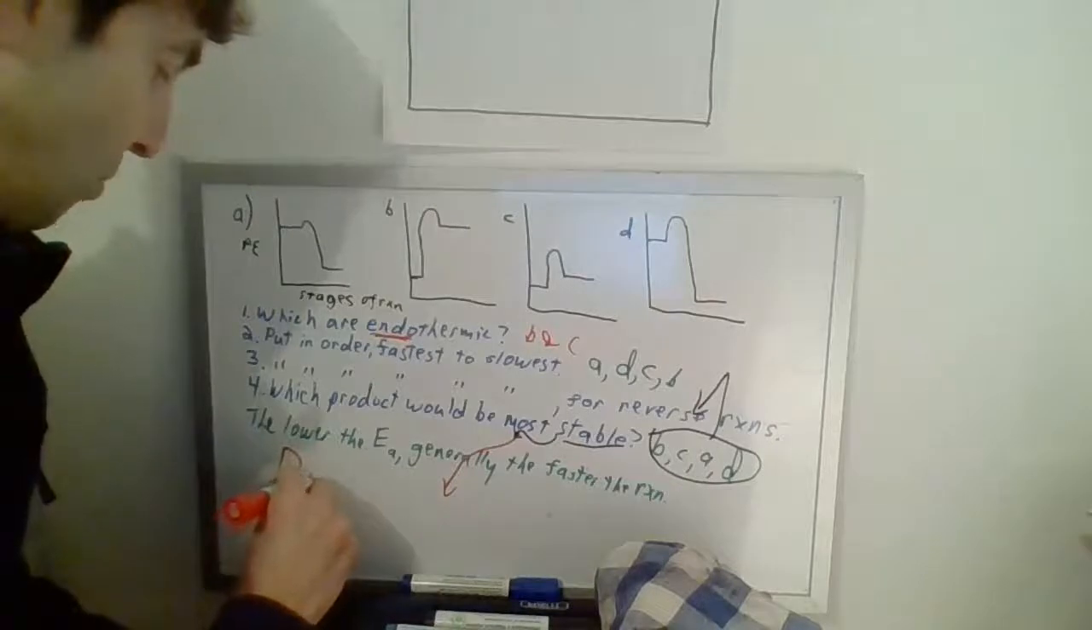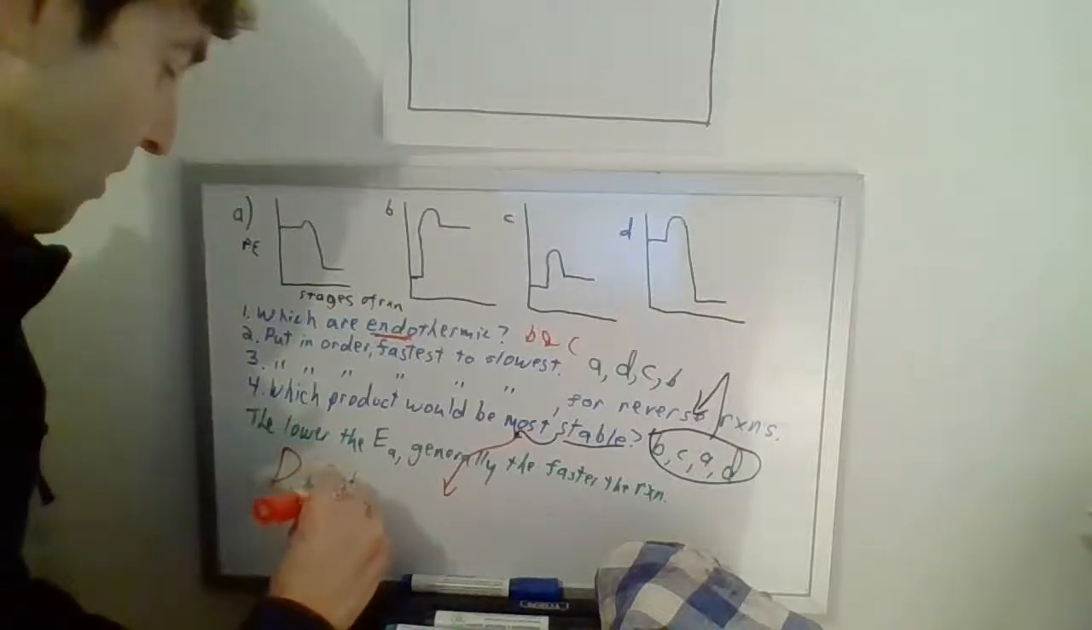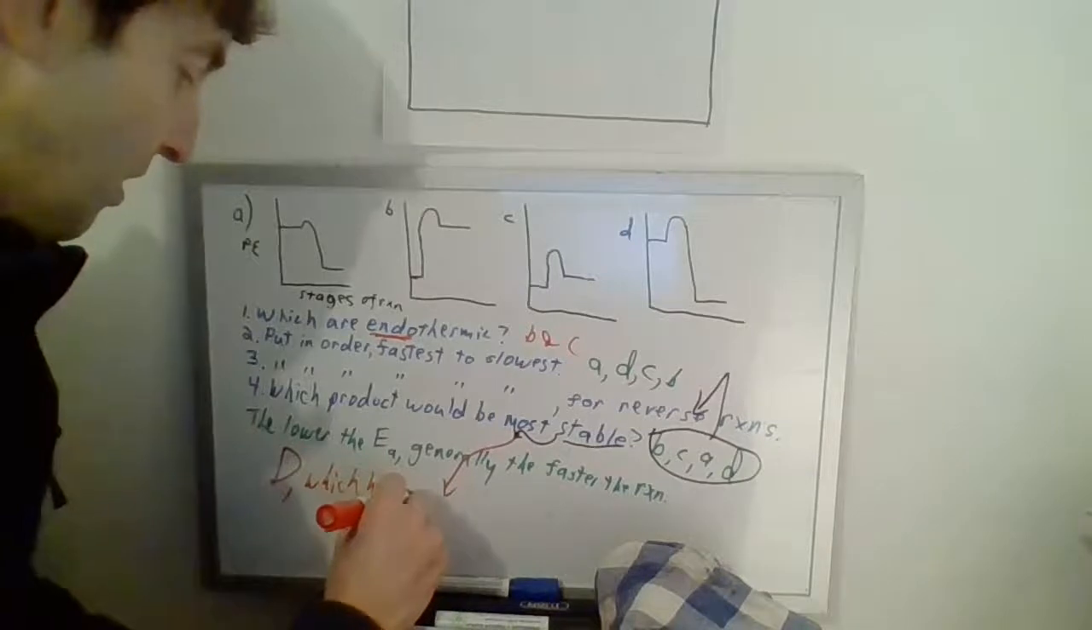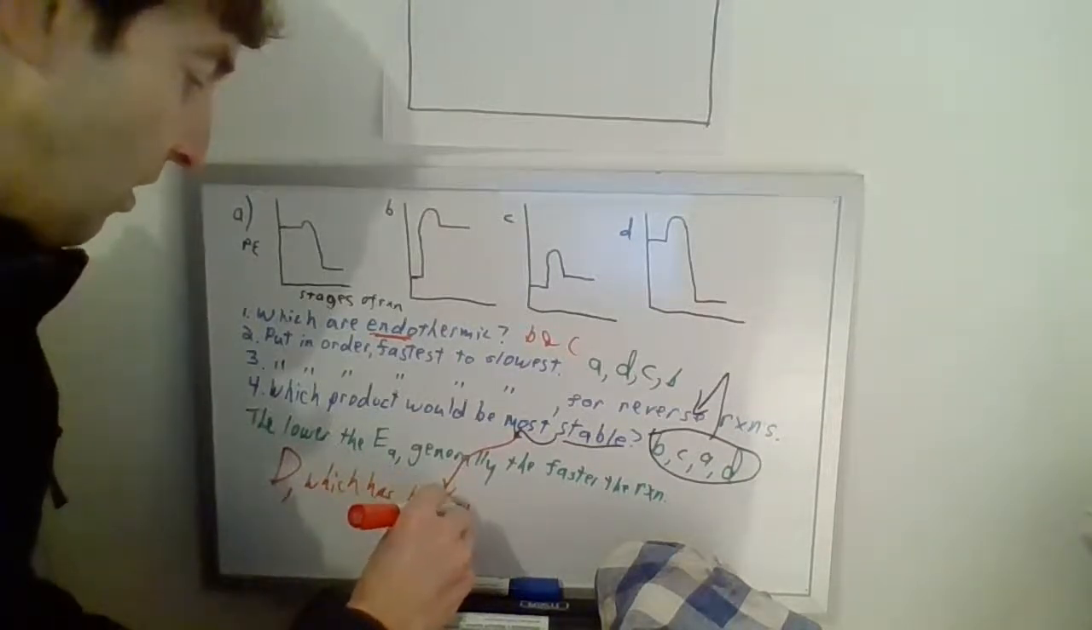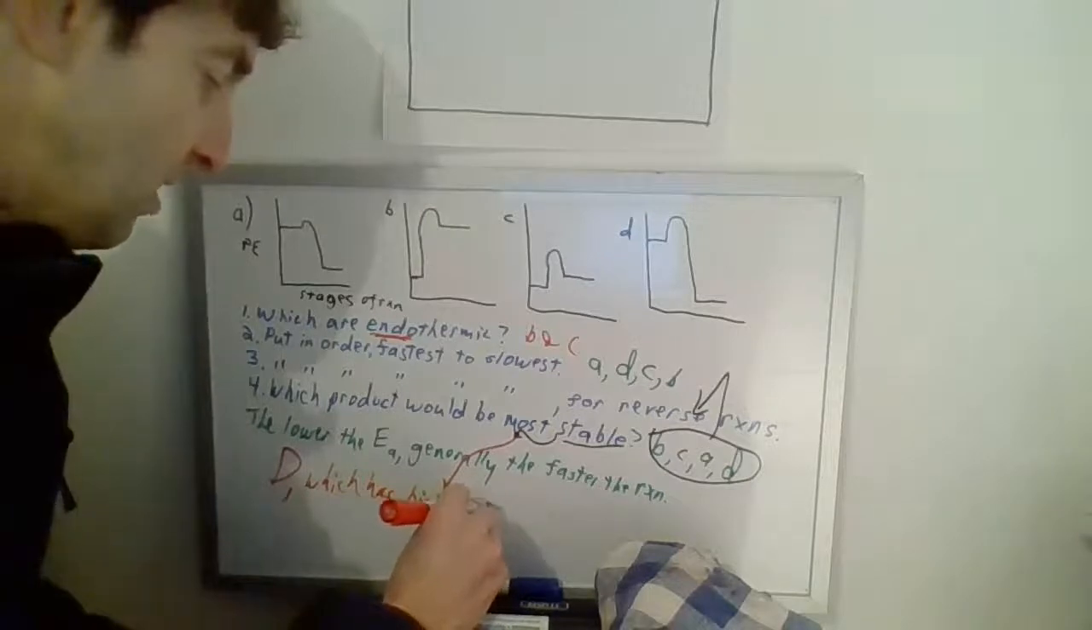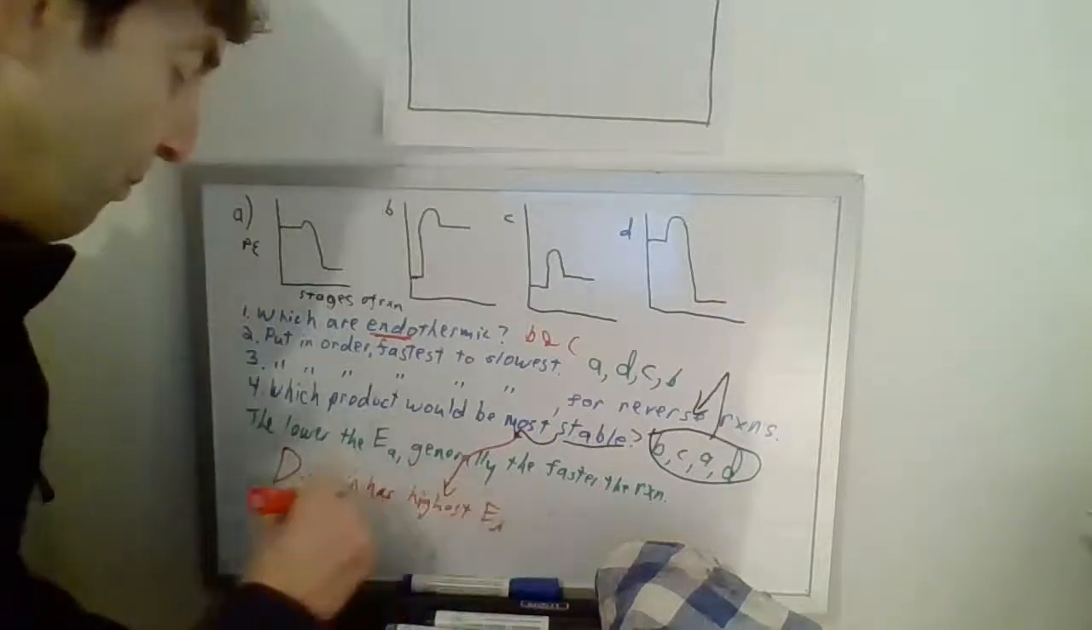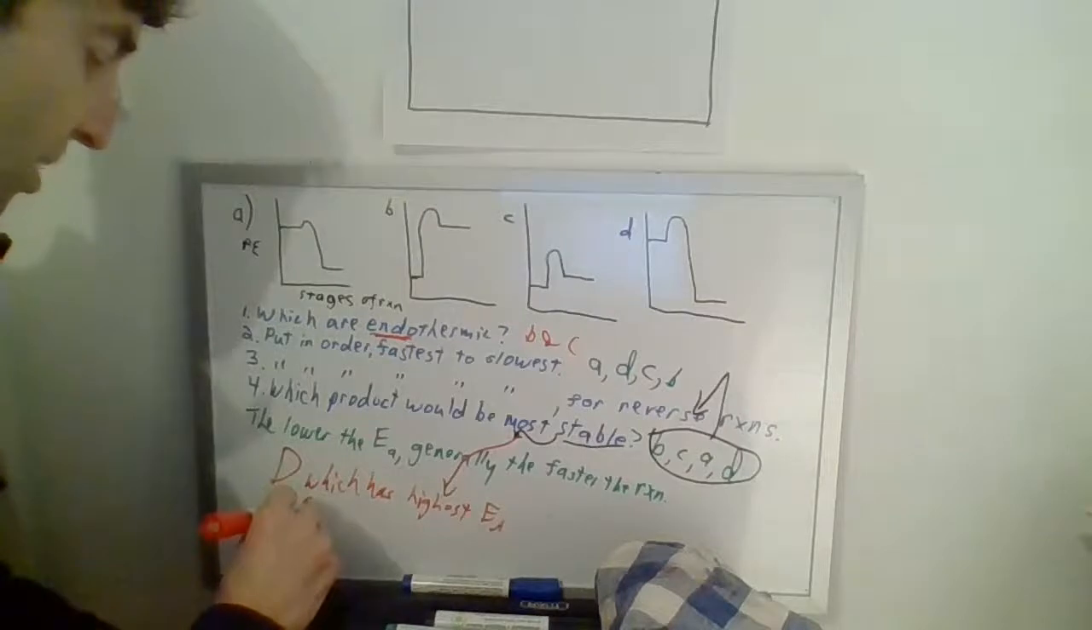So I'll say D, which has the highest activation energy, E sub A, for the reverse reaction. That's what it's about.